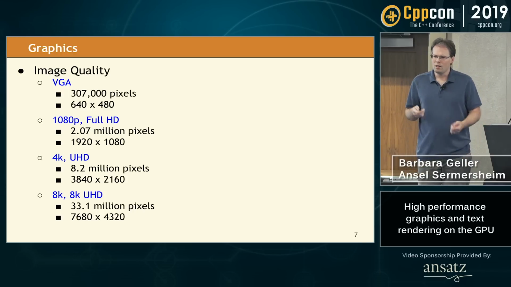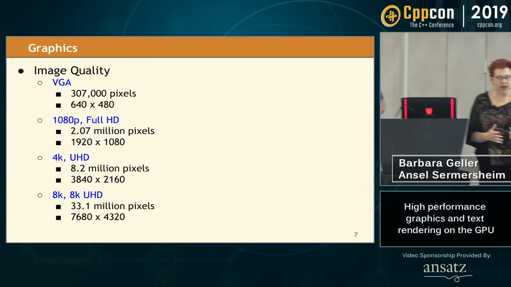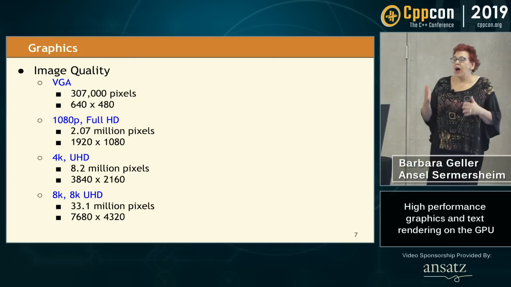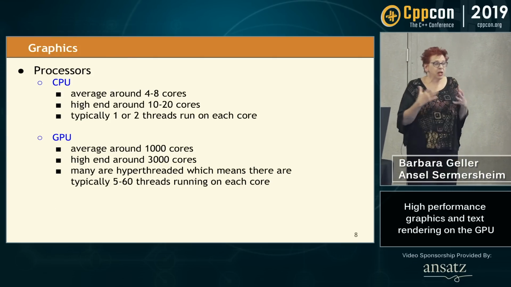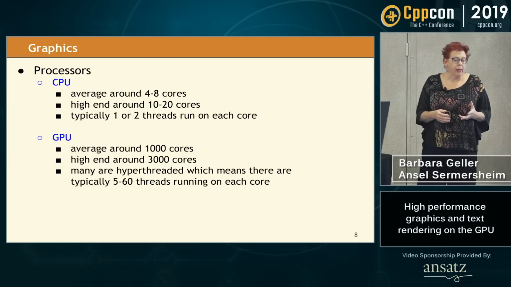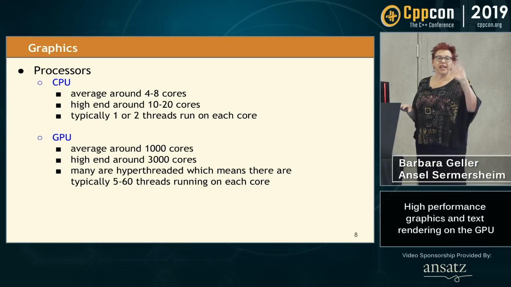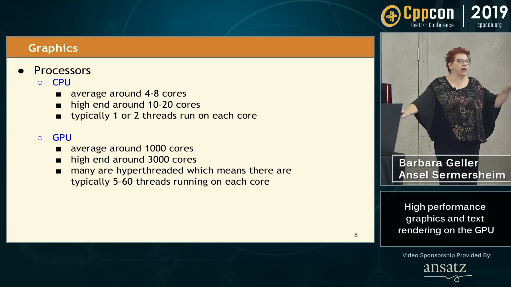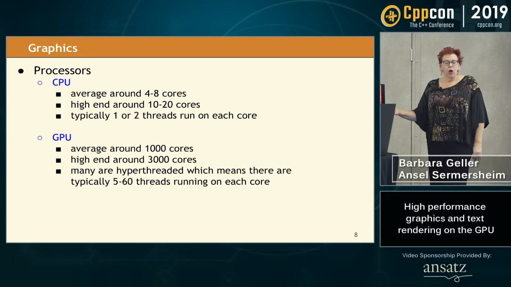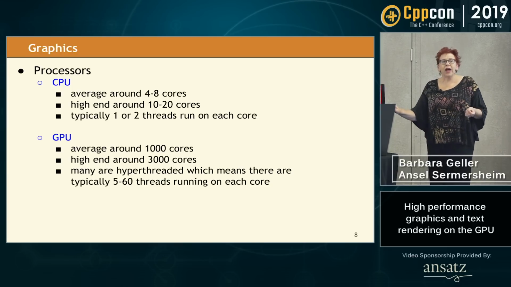So why does this matter? Well, it matters because most of us are doing all this work on the CPU. And a CPU has 4 to 8 cores for an average CPU. And yes, if you have a high-end CPU, you are looking at something about 10 to 20, and if you really have a lot of money, maybe 32 cores. Which means typically, on a CPU, you're running 1 to 2 threads.